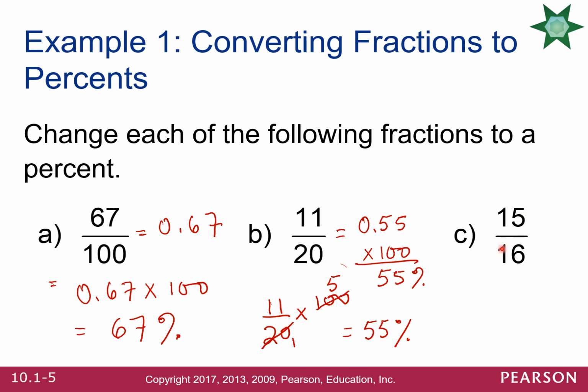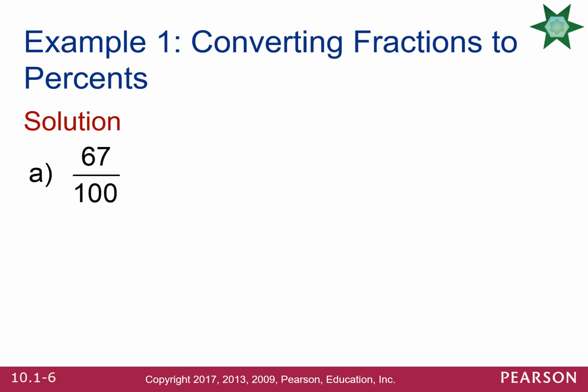Then we have 15 over 16. Again, same process. You can either divide 15 by 16, get a decimal value, and then multiply by 100, or you can just simply multiply this by 100 and then do the division and add the percentage sign to the value you get. Now, I'm not going to work this out. You can do it yourself, or in the next slide, you will see the answers anyway. All right. So I'm going to go to the next slide.